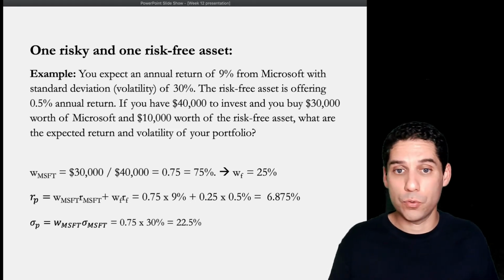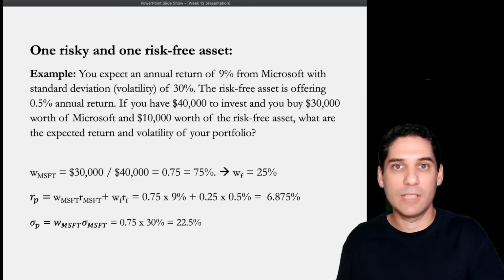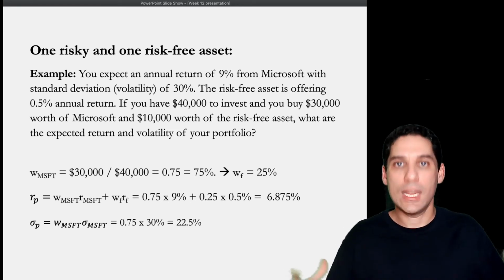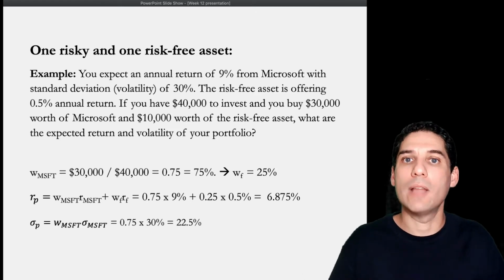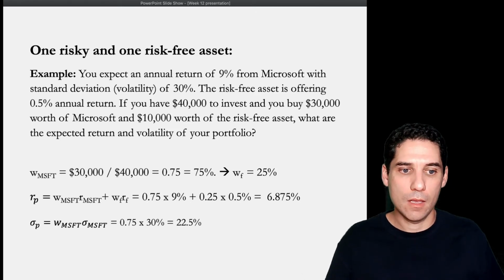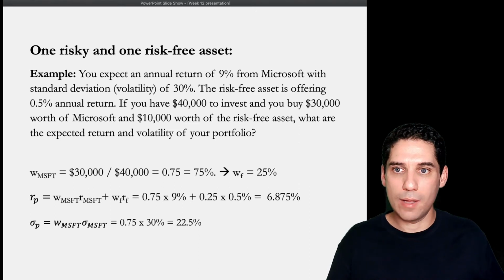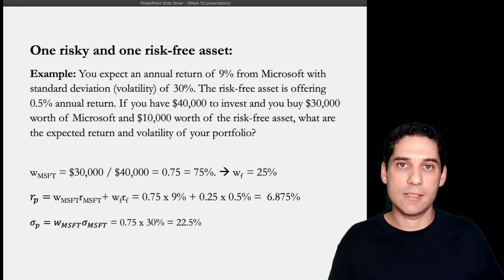If this is even too risky, you pull it back, you put even less on Microsoft and more on the risk-free, and you're reducing your uncertainty more and more and more. Okay. So that's what one portfolio with one risky asset and one risk-free asset looks like.